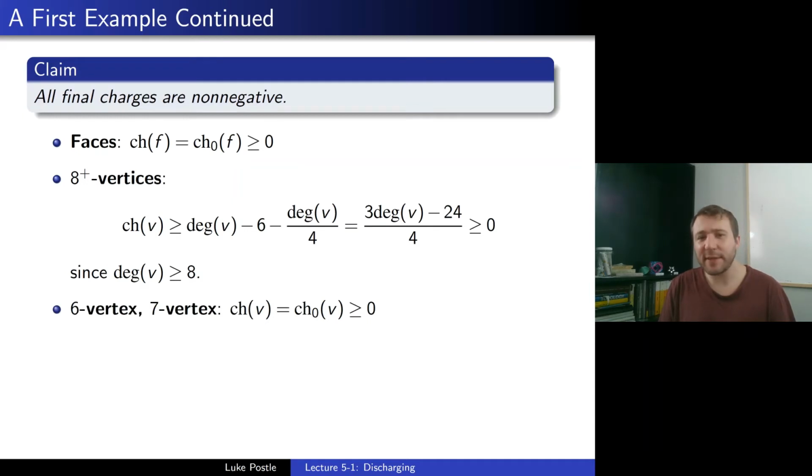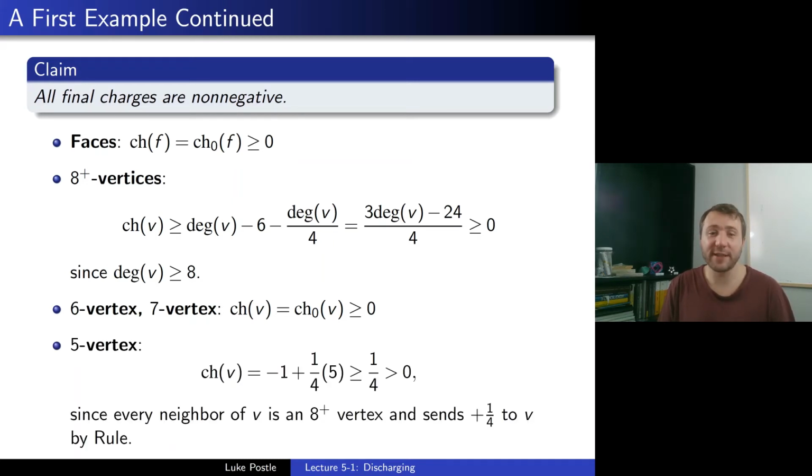6 and 7s, well, they aren't involved in the charge rules, so they will end up with, technically, sorry, they could end up with more charge than they started with, because they could have 8 plus neighbors, but they'll end up at least as good. So they'll be fine.